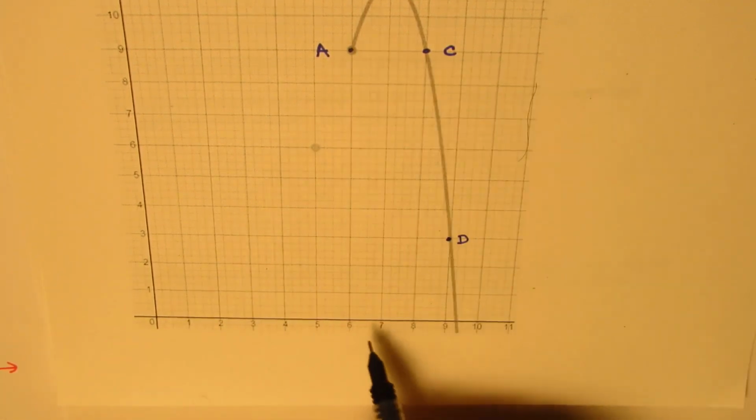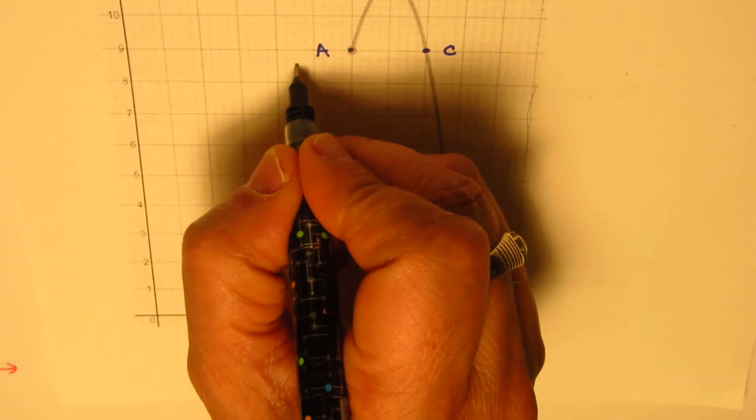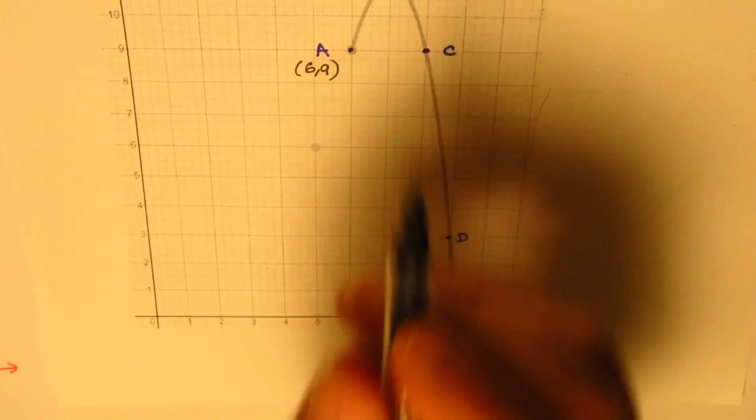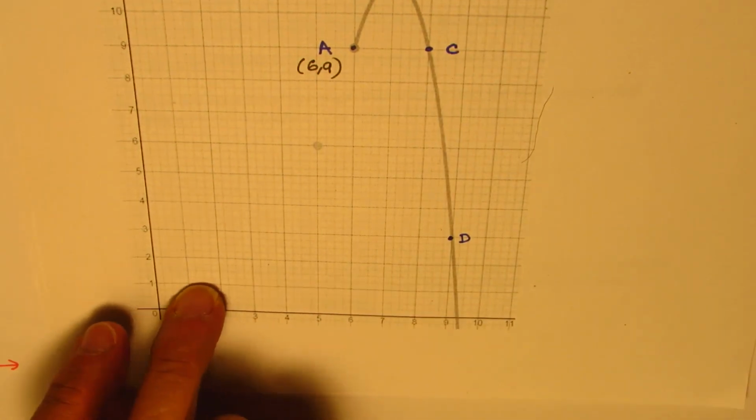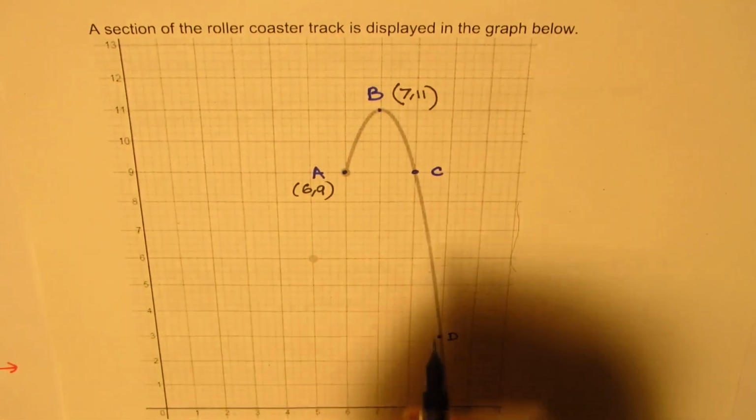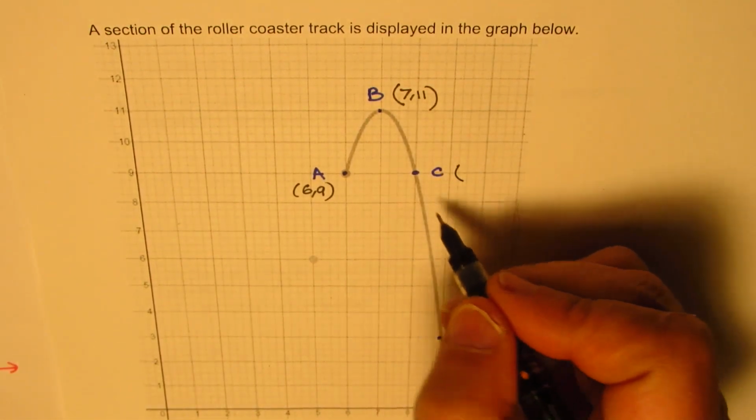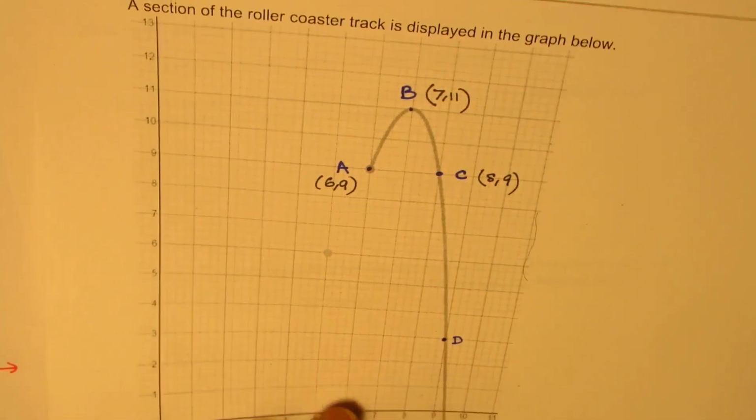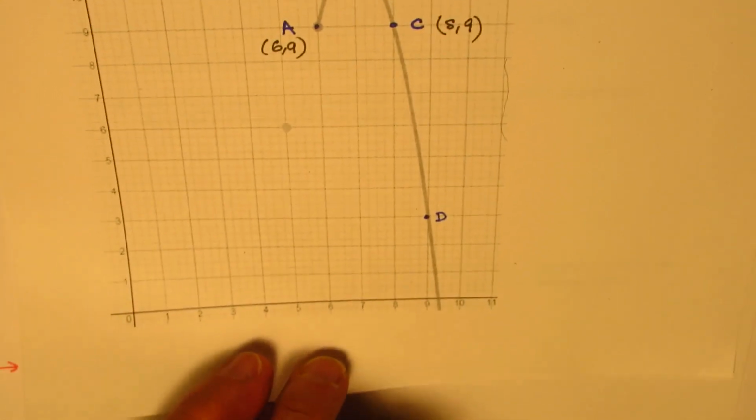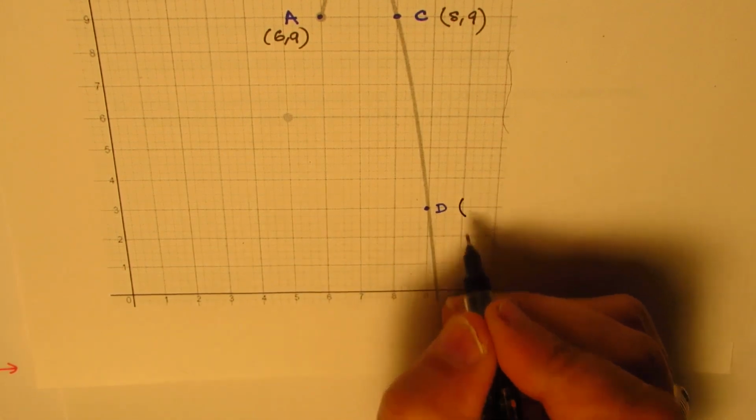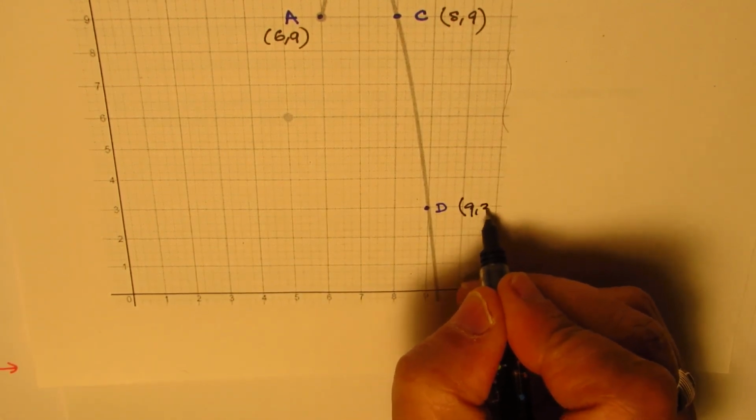Coordinates of point A are 6, 9. So let me write this as 6, 9. Coordinates of point B are 7, 11. Coordinates of point C are 8, 9. And we'll use the D as a checkpoint. So we have to give only 3, so those 3 are sufficient. Okay. However, this checkpoint will be 9, 3. Okay.